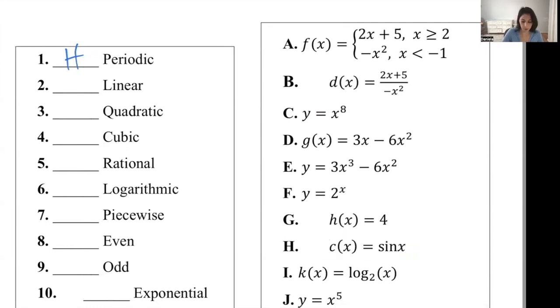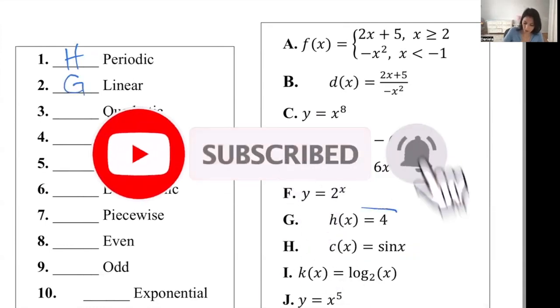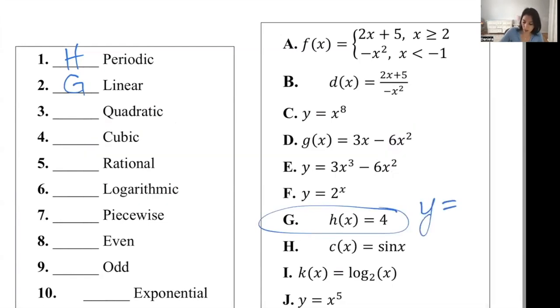So then for number two, we got a linear function that is going to be G, right? So remember H of x, the other way I could write it, that's the same thing as y equals, right? They're all y equals. But we call this one the H function. So that's y equals 4. That is going to be a horizontal line, right? Crossing at the y value 4.